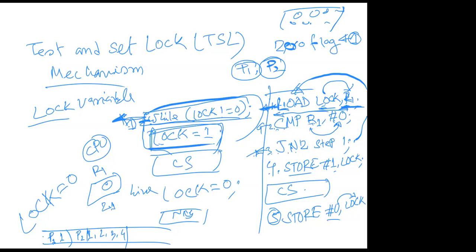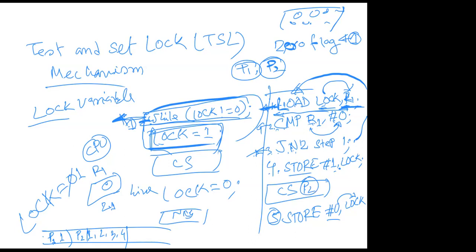Because the R1 value is 0, the zero flag will be set. If it were not 0, then it would jump. Then it stores the lock value as 1, so the lock value is made 1 here. And then P2 enters the critical section.